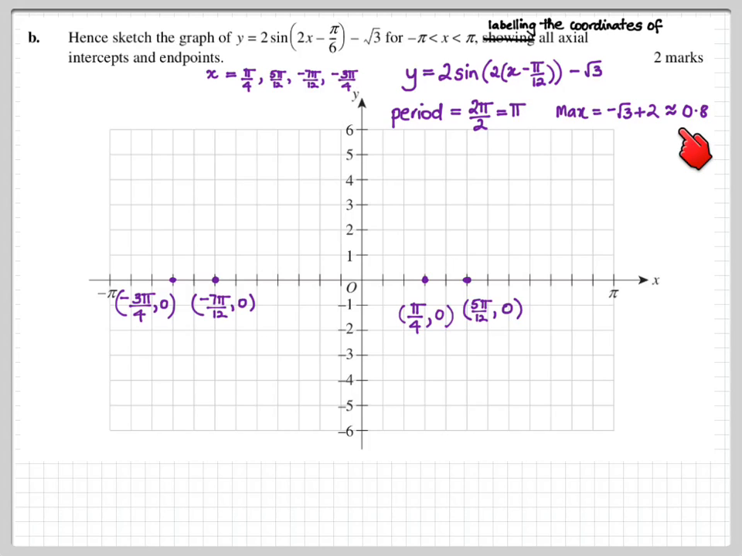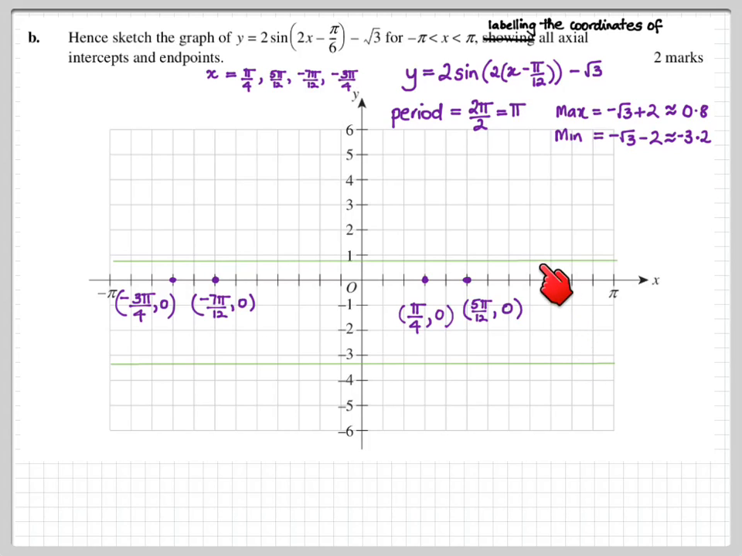Now, I'll put that in there only because that's going to make it easier to sketch on the graph in a minute. We get our minimum much the same way: minus root 3, minus root 2, minus the amplitude, we get about minus 3.2. So now we've got our guidelines, so our maximum is not going to be any greater than this, and our minimums are not going to be any less than that.